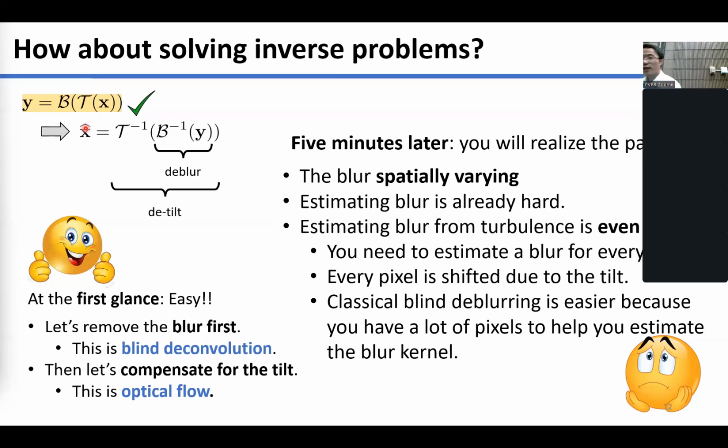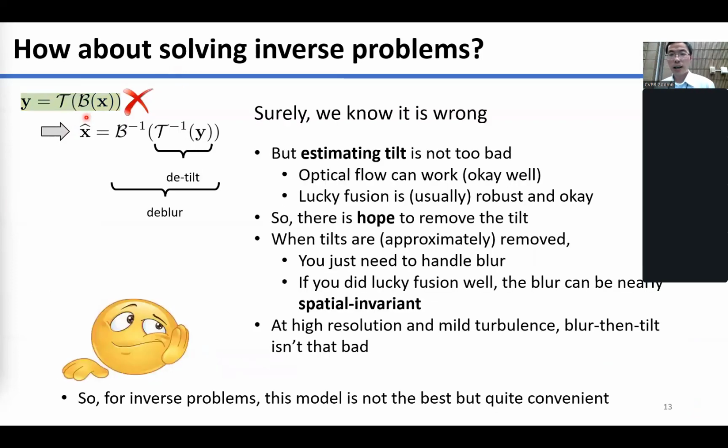That's not the case because 5 minutes later you cry because the B is spatially varying. You have a lot of these B's, and so removing the B's is very hard. And then removing the T's is also hard, right? How about T and B? Well, that's not the right model. But if you ever want to solve an inverse problem, removing the T is actually easier.